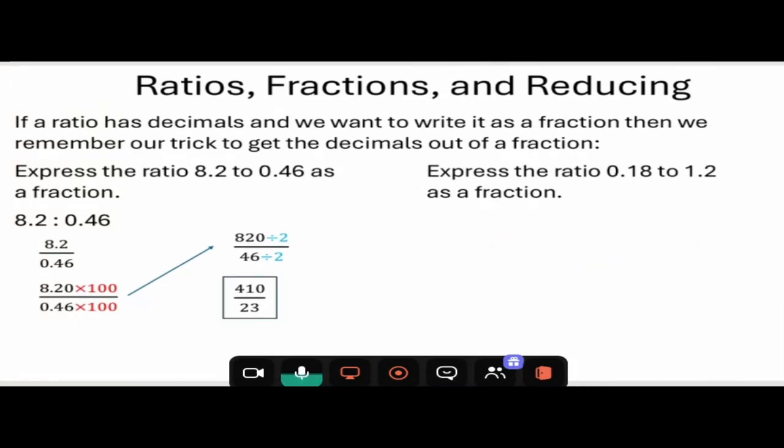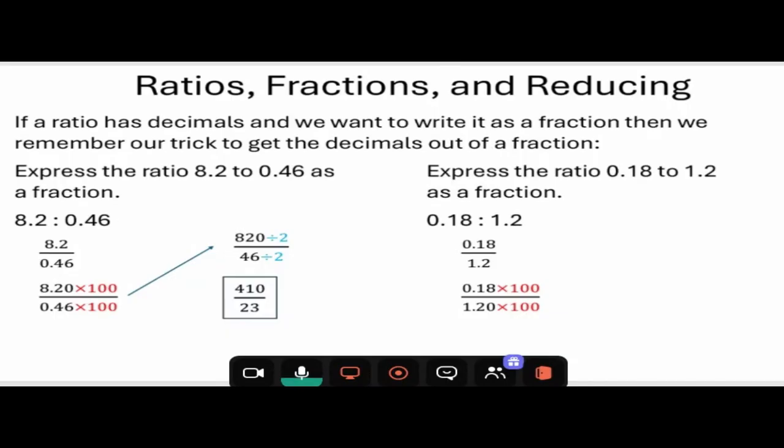Okay, 0.18 to 1.2, there it is as a ratio. And that, we literally read as 0.18 to 1.2. There it is as a fraction with decimals in it, which we don't like. Top has 2 decimal places, the bottom has 1, so I add a 0 to the bottom one to make them both have 2 decimal places.